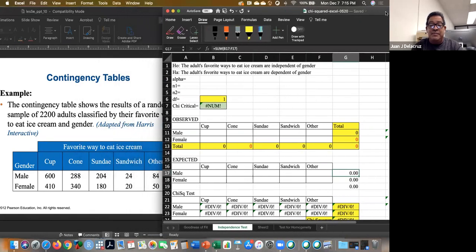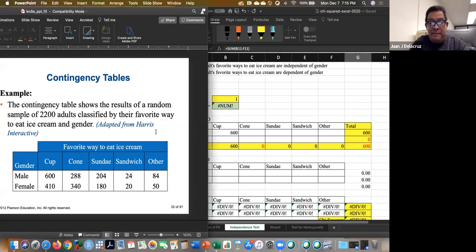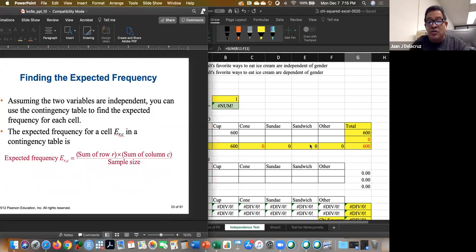So I reproduce this table. So all you have to do is to reproduce this table. So we are gonna say there are 600 males. To make this nice, I ask Excel to add my column and then to add my row. So according to my formula, I need the sum of the rows, and I need the sum of the columns. I have to multiply them and then divide by the sample size.